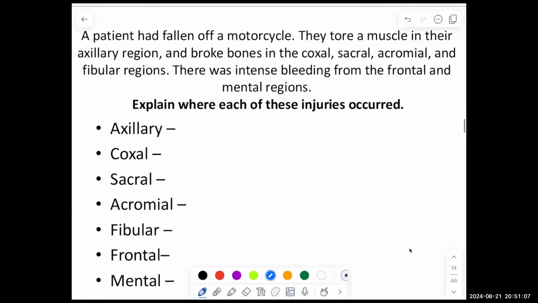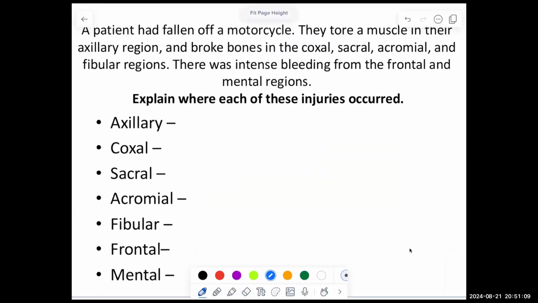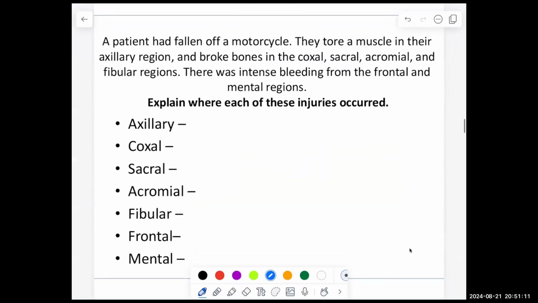A patient has fallen off a motorcycle. They tore a muscle on their axillary region and broke bones in the coxal, sacral, acromial, and fibular regions. There's intense bleeding in their frontal and mental regions. This is the chart that you just got. Now you have to explain it to this person's mother. What just happened?